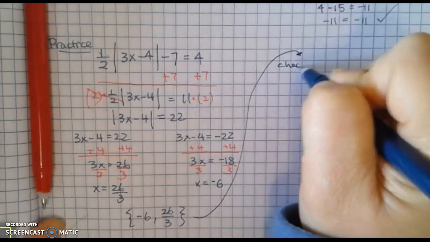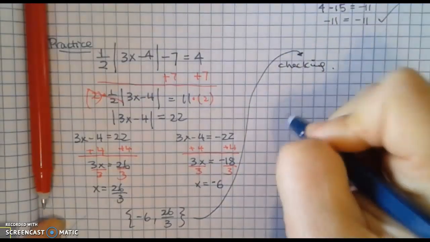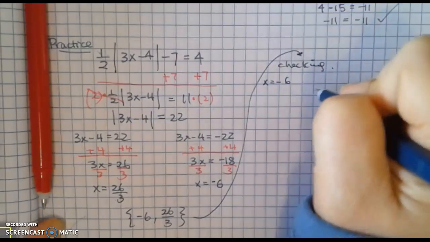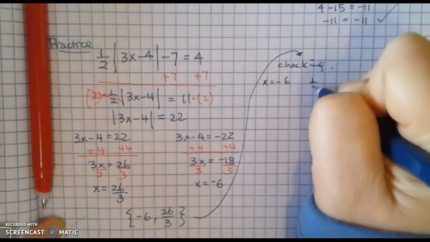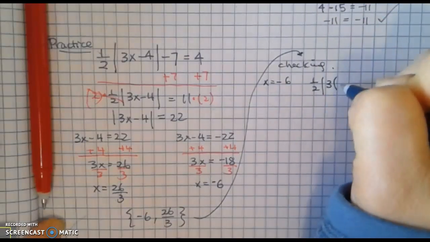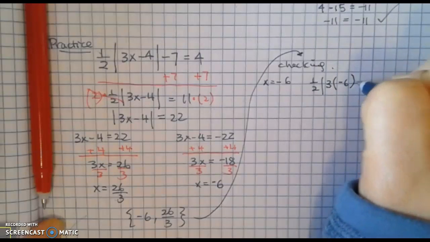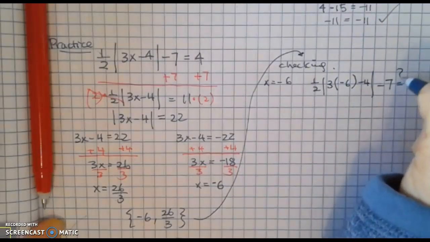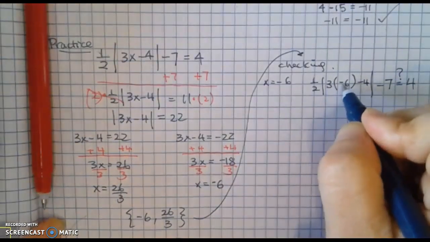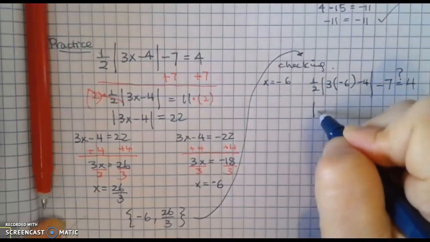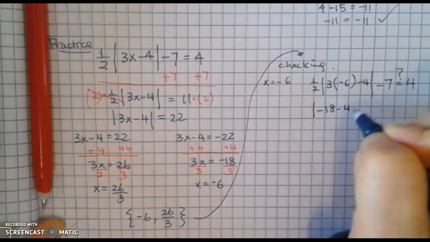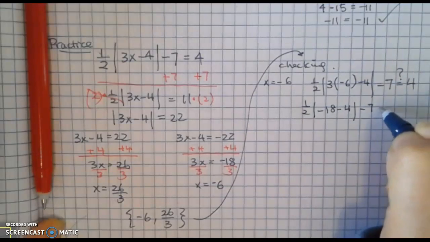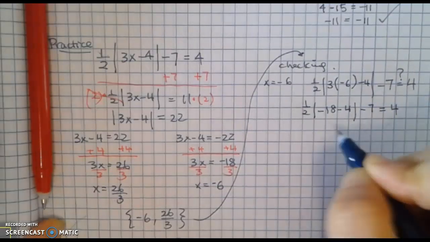So we need to be checking. Okay, so let's check x is negative 6 first. So that's going to be half times the absolute value of 3 times negative 6 minus 4, minus 7, is equal to 4. Is that so? Well, 3 times negative 6 is going to be negative 18, minus 4. And we still have a half outside the absolute value function. And minus 7 there is equal to 4.